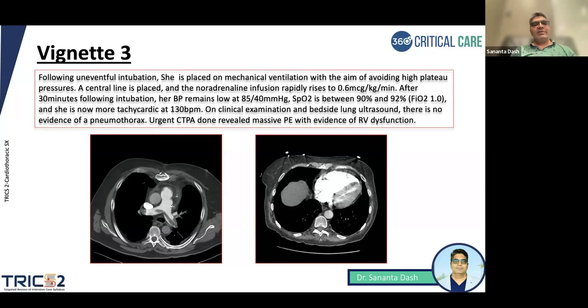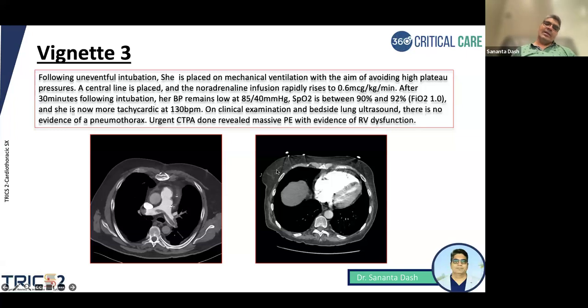After 30 minutes following intubation, her blood pressure still remains at 85/40, saturating 90 to 92% on a FiO2 of 100%, and she is now more tachycardic. On clinical examination and bedside lung ultrasound, there is no evidence of pneumothorax. Urgent CTPA was done, which revealed a PE with evidence of right ventricular dysfunction.